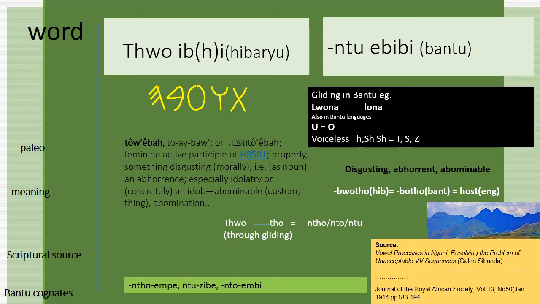We can therefore deduce from this that toibi and tuebibi are similar. Little differences in transliteration that can be explained, which we've already done, and can be explained further, and the meaning exactly the same. So toibi and tuebibi, cognates ntoembi, ntuzibi, ntoembi are exactly the same and mean exactly the same thing.